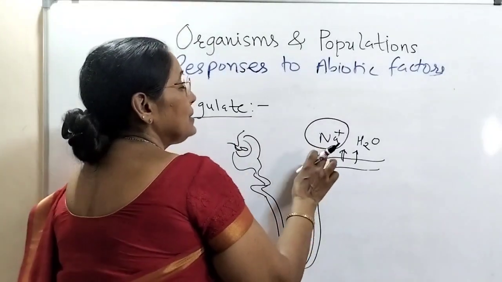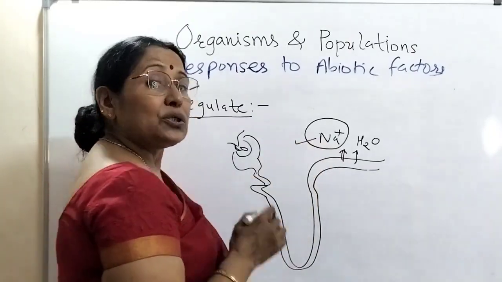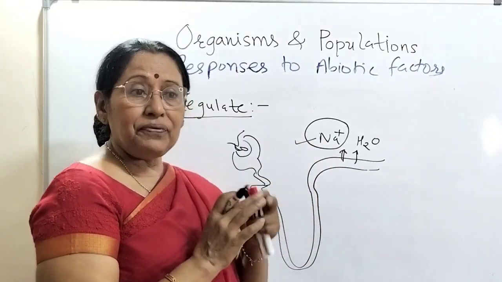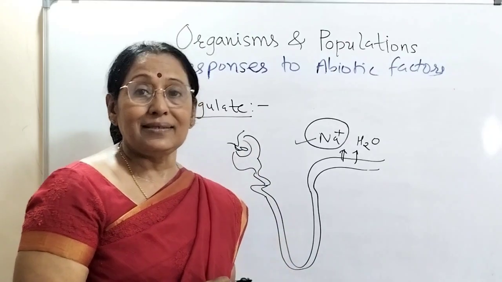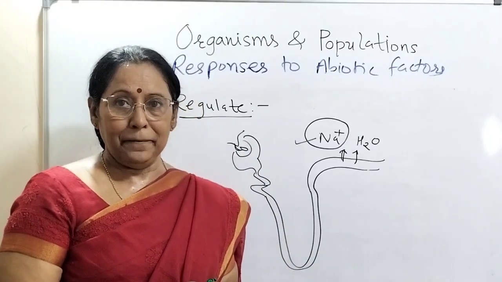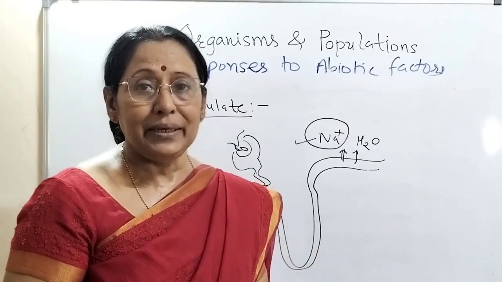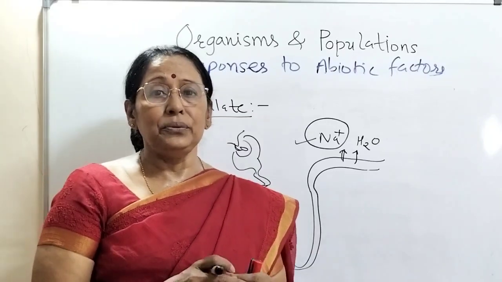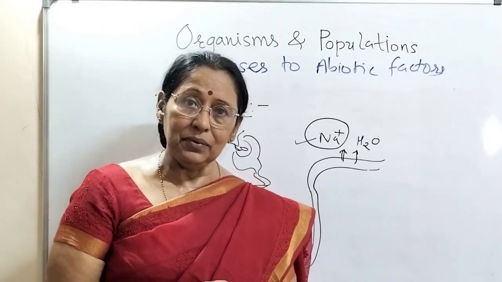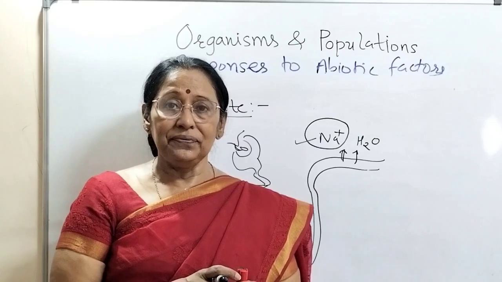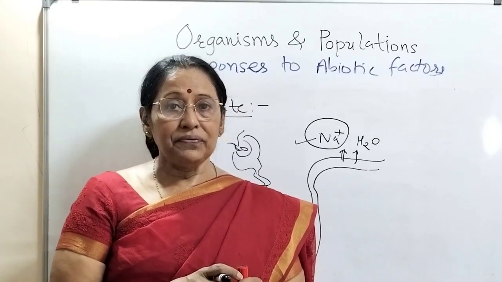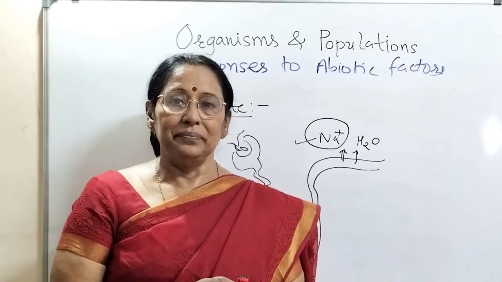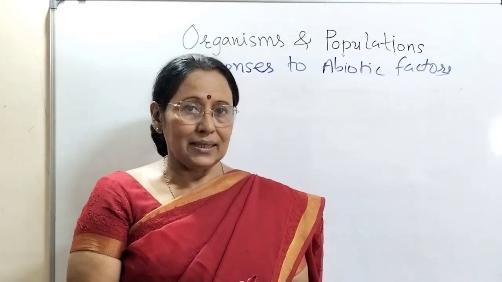So this is the thing about osmotic concentration, that physiologically how the organism maintains it. This is how the mammals do it, and the plants, they do not have any such mechanism of homeostasis. Now we move to the next type of response, that is conform. To conform with the outside environment.